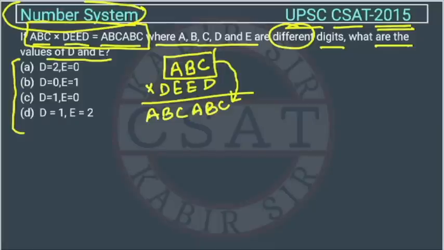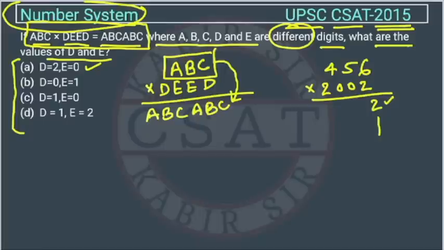Okay, so let's take some value of ABC. Let's take different values, because 0 1 2 we are using here, so let's consider 4 5 6, different digits. And now let's check with option A. Option A is 2002. Now let's check, 2 times 6 is 12, so this 2 will get repeated here because this is multiplication, and it should be 6, so this is not applicable. So no need to multiply fully, from the unit digit itself we can tell.